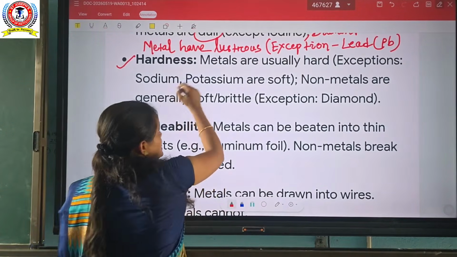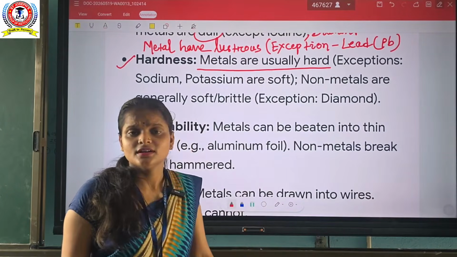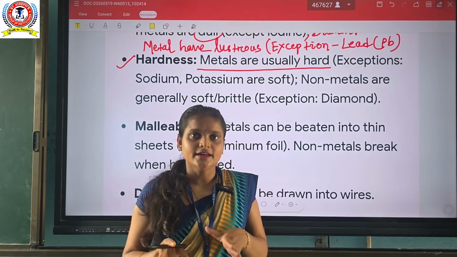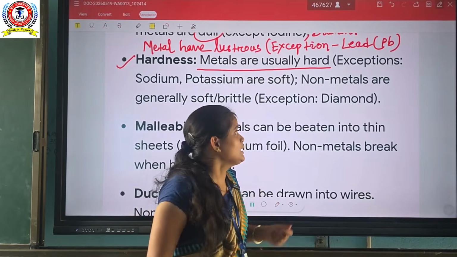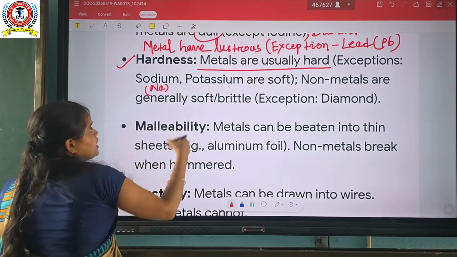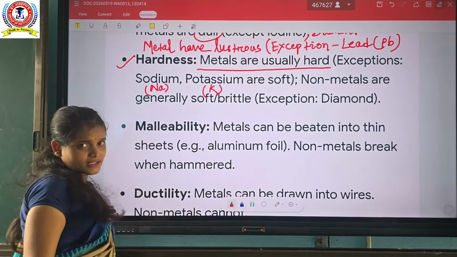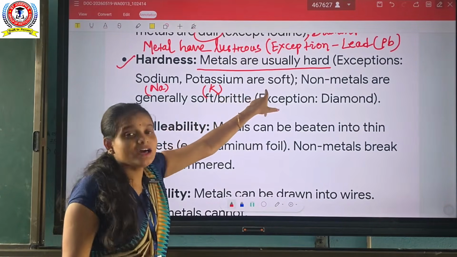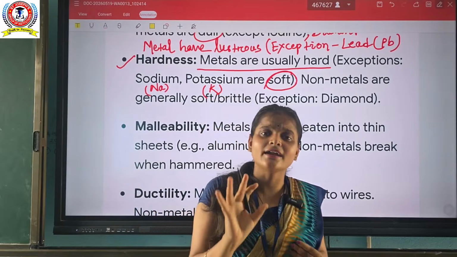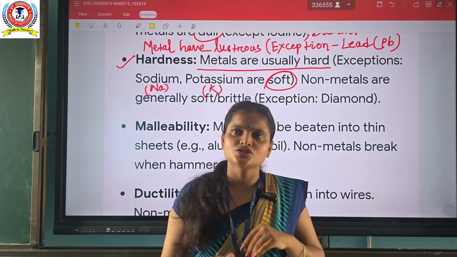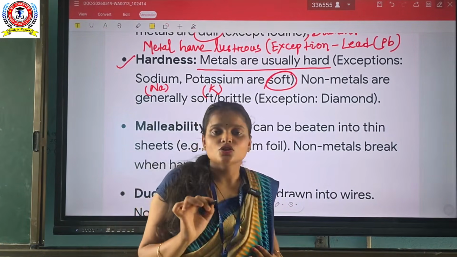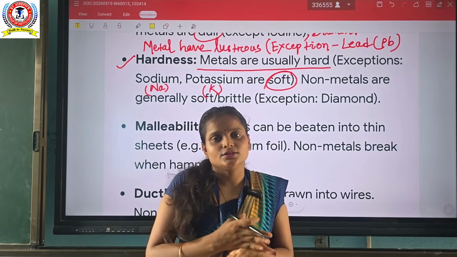Look here. Metals are usually hard. We can't break them down easily. External force is needed to break them. But the exceptions are sodium, potassium, and calcium. Sodium and potassium are soft metals. Remember that sodium and potassium are soft metals. Gallium and cesium are also soft metals. Sodium and potassium are soft and we can cut them easily with a knife.